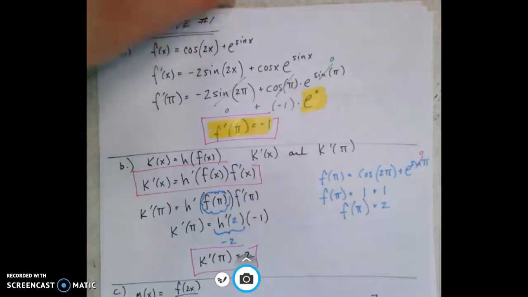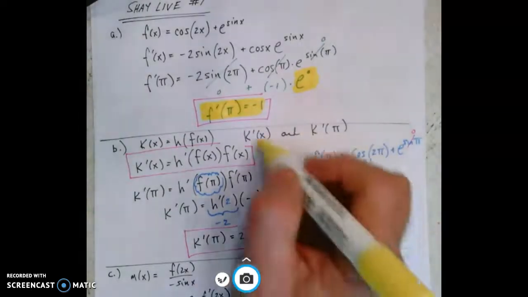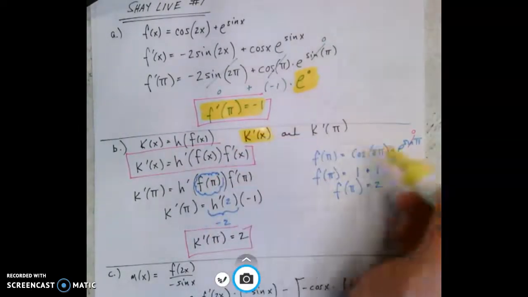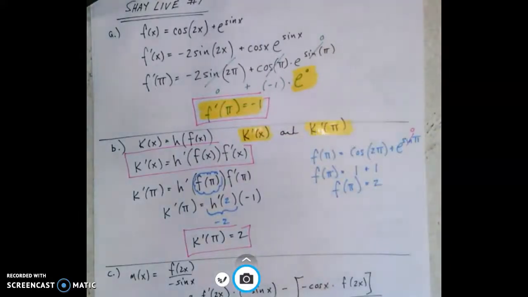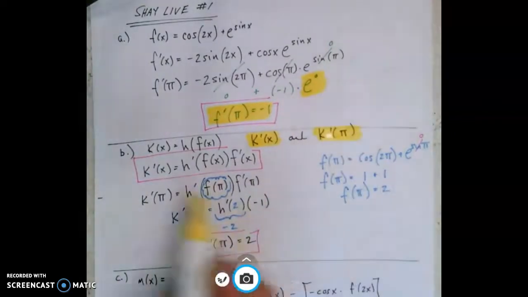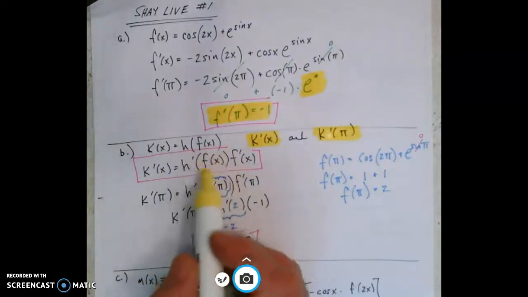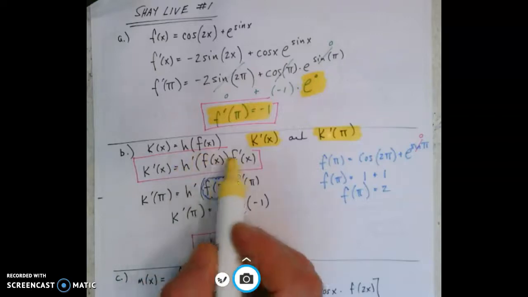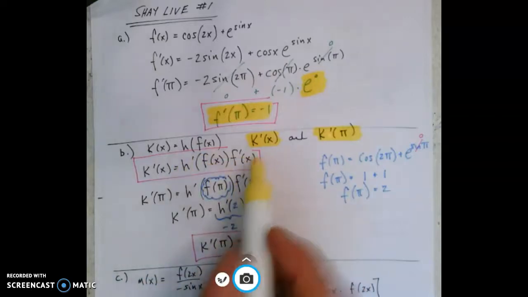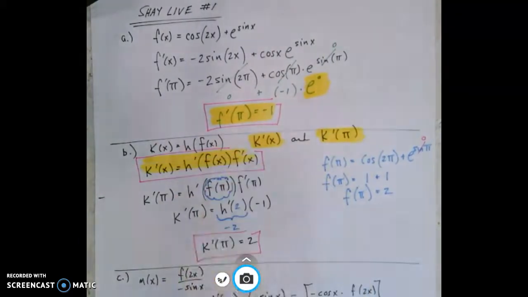Number 2. Moving on. We have k of x equals the composition h of f of x. They're asking us for the derivative. We need to use the chain rule. And in this case, I asked you for both k prime of x and k prime of pi. So that's this one up here. I did not ask for that. I only asked for one. So here, the first thing we have to do is find the derivative of k of x. We use the chain rule, which is derivative of the outside, simply h prime, normal inside f of x, times derivative of inside f prime of x. That is an answer. You're done at that point for that problem.